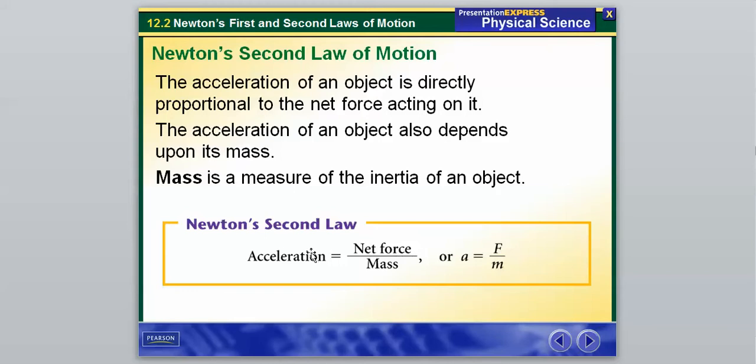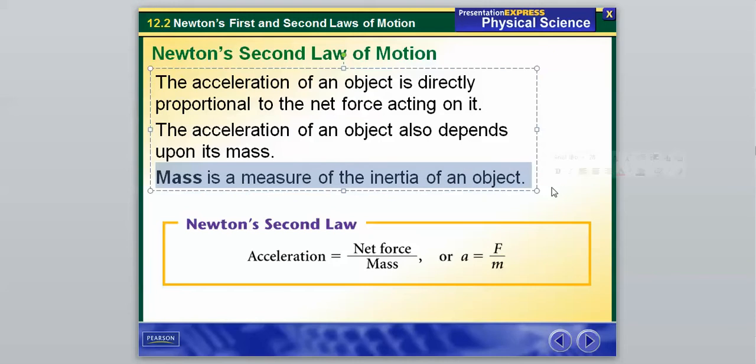Our definition for mass is the measure of the inertia of an object. Remember, inertia is the tendency of an object to resist motion. So how much an object wants to resist motion will be what its mass is. Hopefully that makes sense. Mass is directly related to your ability to resist motion, and we usually think that would mean you have a little bit more size in general.